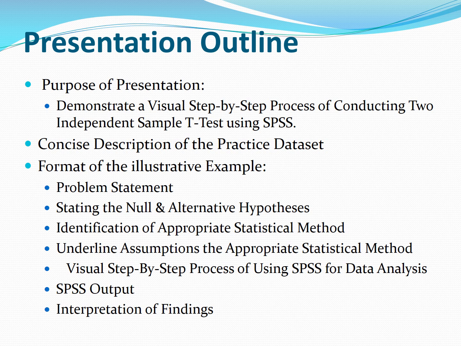Identification of appropriate statistical method. In this section, we cover the best and appropriate statistical method that is indicated, and in this case, it would be a two-sample independent t-test. Underlying assumptions of the appropriate statistical method. This section presents the underlying assumptions or conditions that need to be satisfied for the selected statistical method to be applicable. Visual step-by-step process of using SPSS for data analysis.